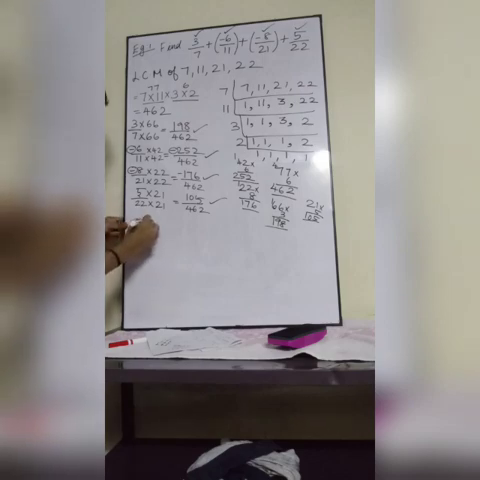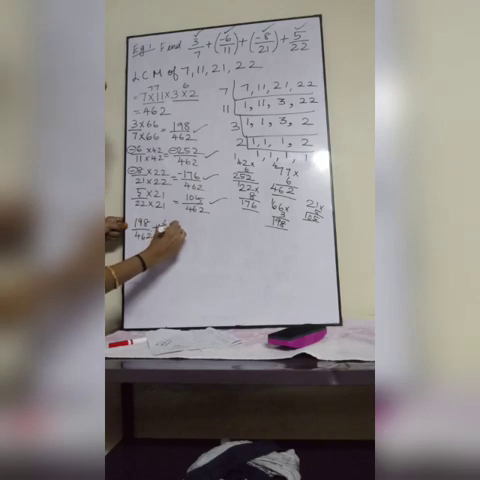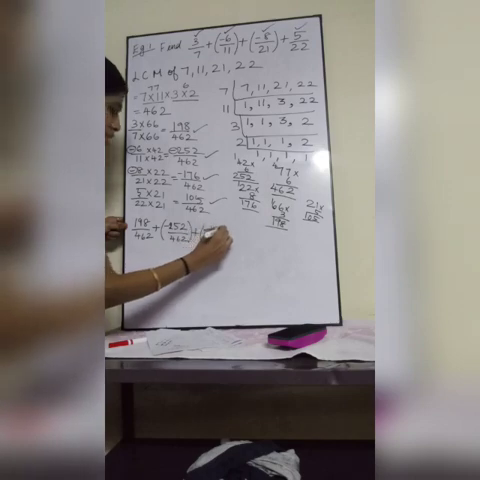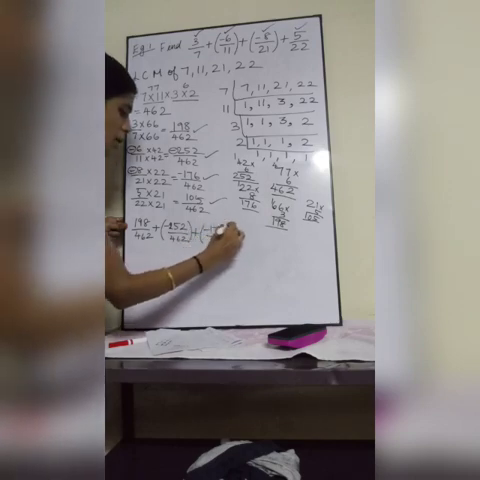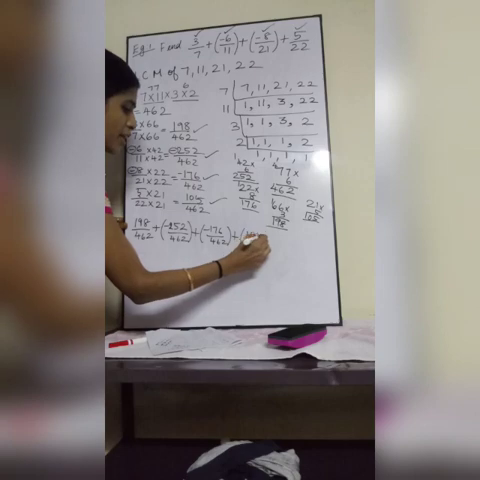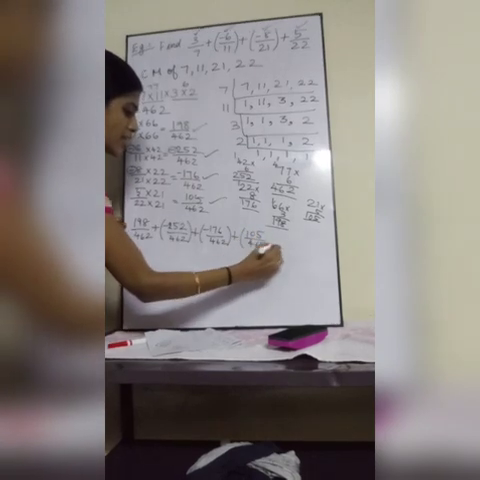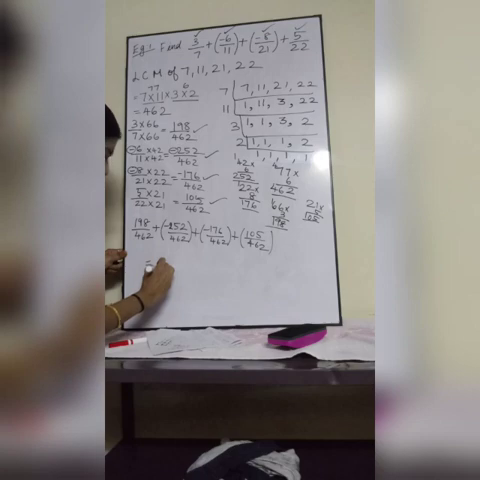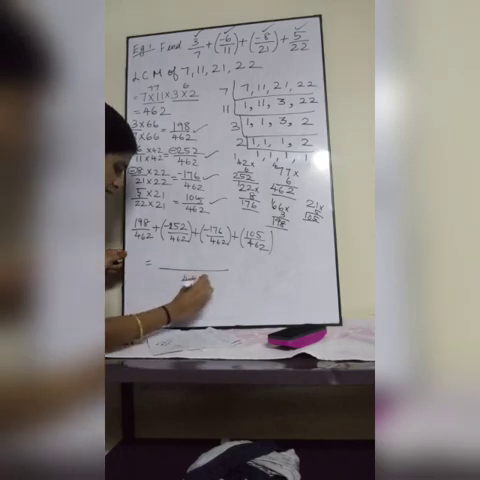So 198 by 462 plus minus 252 by 462 plus minus 176 by 462 plus 105 by 462. Did you understand how all these four come? Because we are making them into equivalent fractions. Okay. Now all the denominators are same. So can we write in the same denominator place?